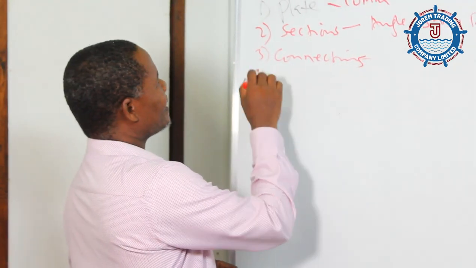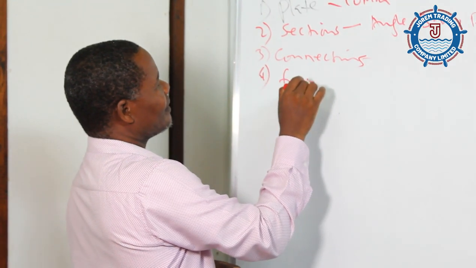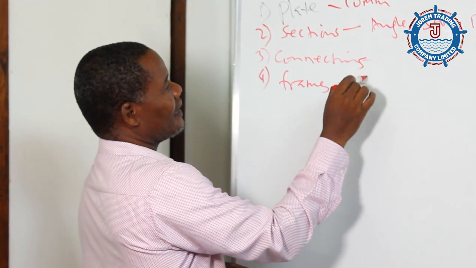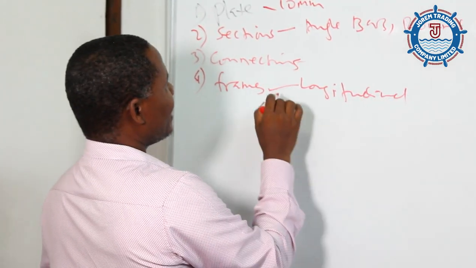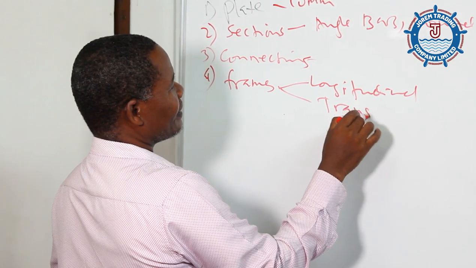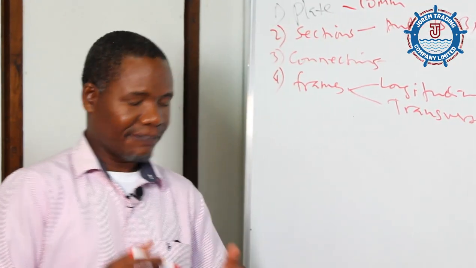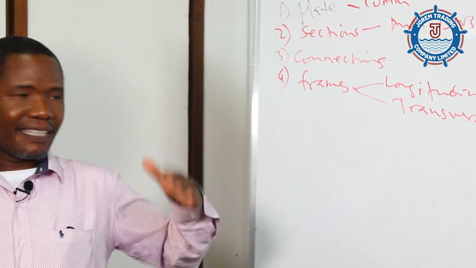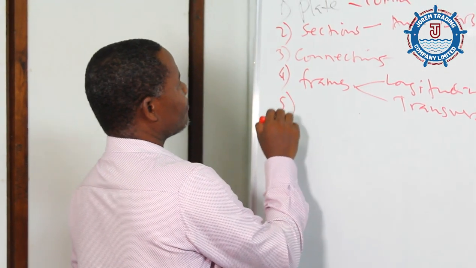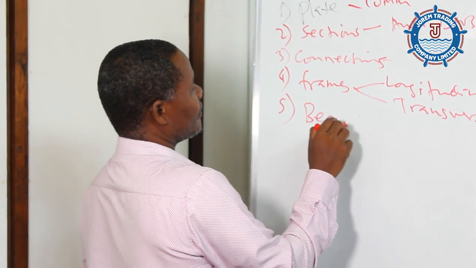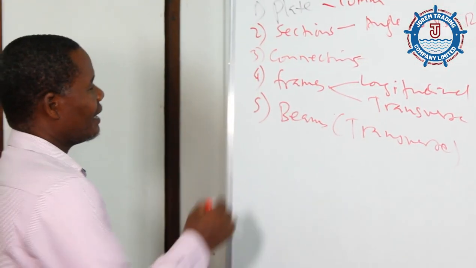So you need to have the connections. You need to have the frames. And these frames, you can have the longitudinal frames. And you can have the transverse frames. Longitudinal means lengthwise. And the transverse means across, port and starboard, right and left. You need to have beams also. Most cases they are transverse beams, port and starboard.